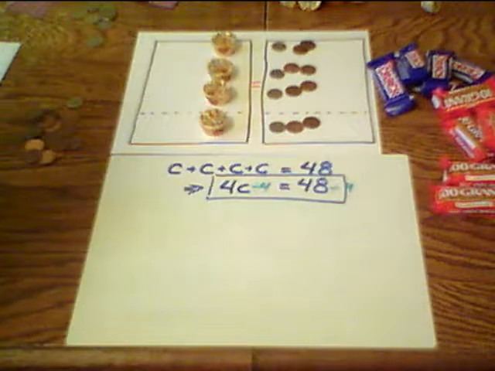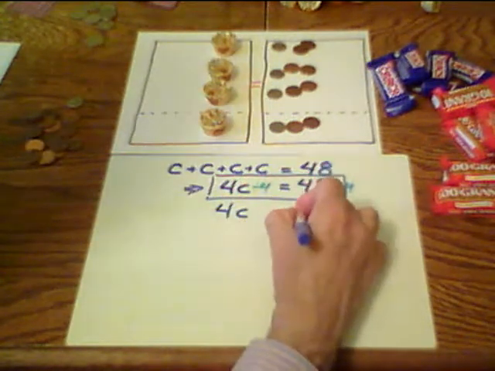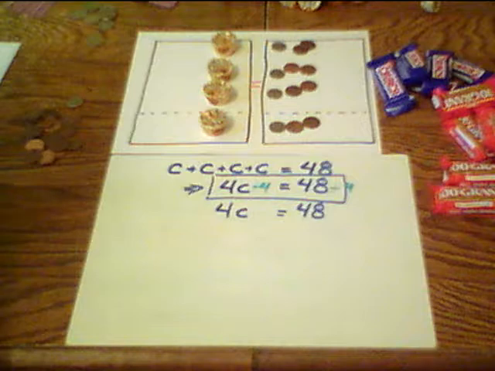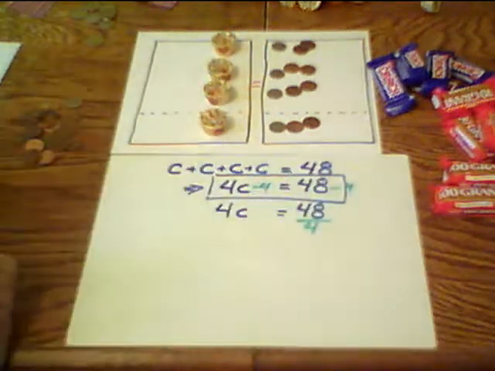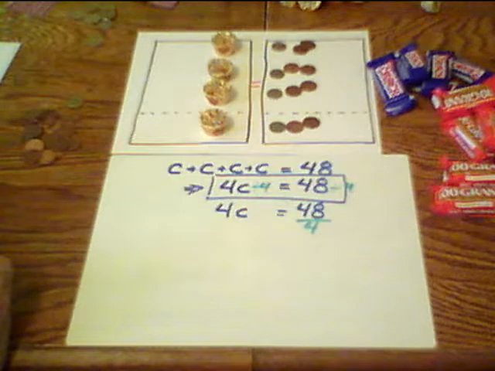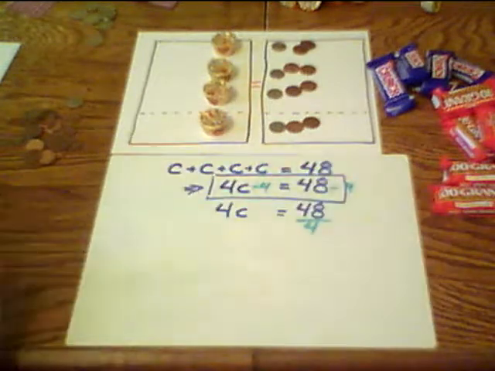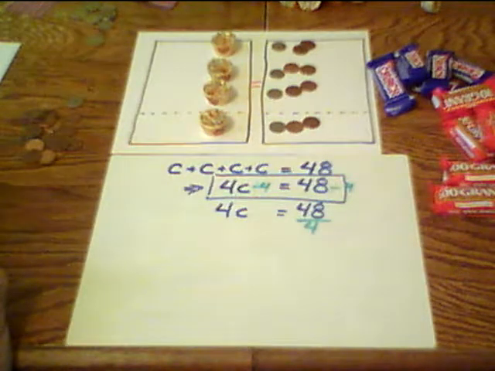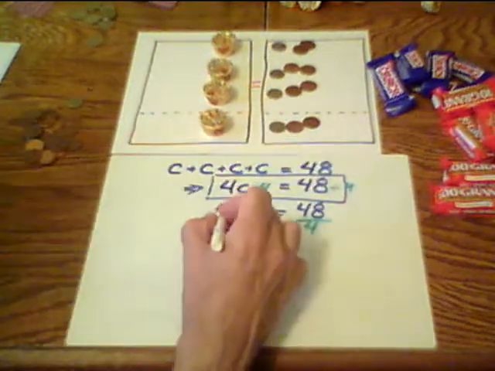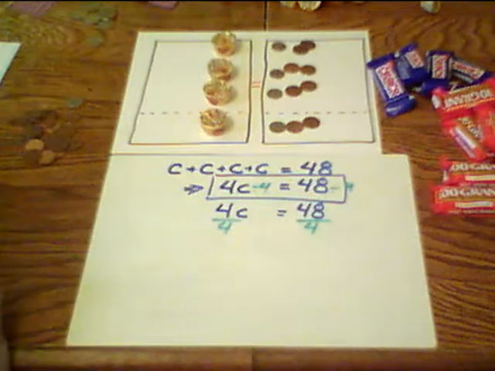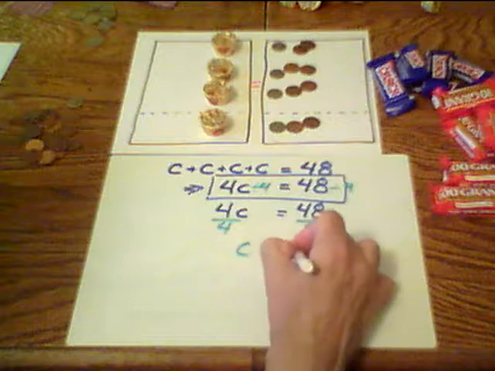Maybe after we've done a few of these problems, I would also introduce another way to do this, and that is thinking of this as a fraction, 48 over 4. Is that the same thing as this right here? And yes, it is. This is another way to write division, another way to represent division. And 48 over 4 is, in fact, 12. So will that give me 1 candy bar equals 12 cents? And yes, it does.